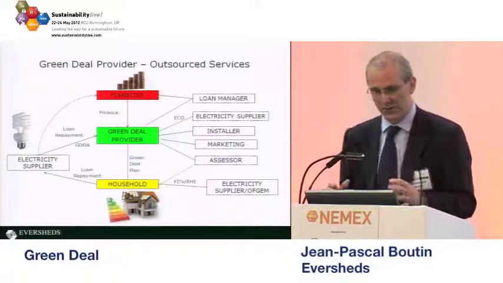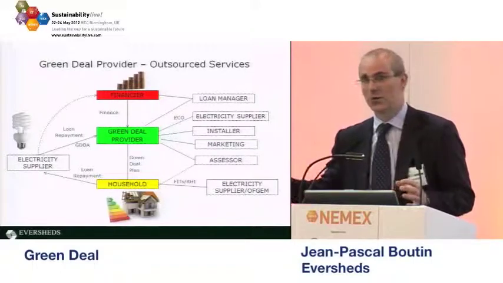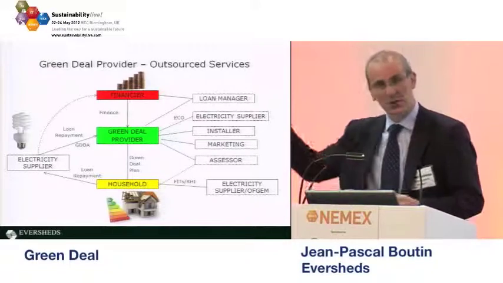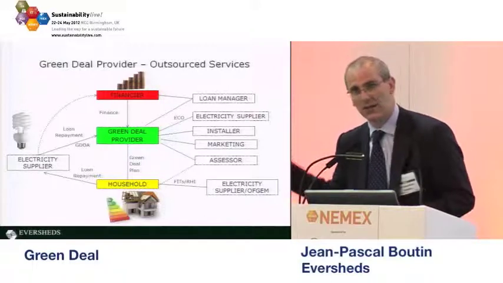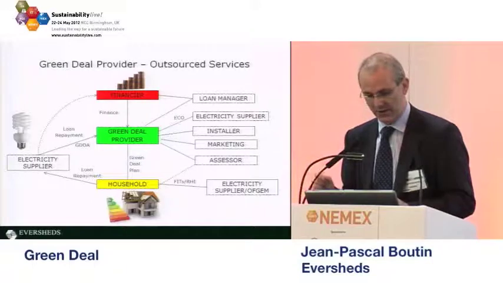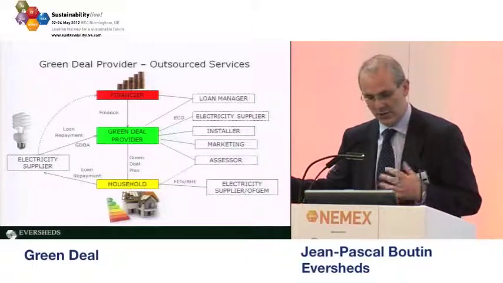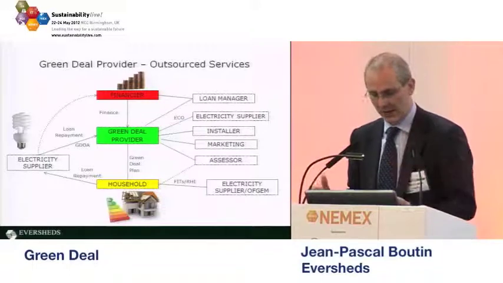So a different model is for the Green Deal provider to essentially outsource a lot of the activities. And here I've got the assessor as a dotted line with the householder because potentially the assessor is completely independent from the Green Deal provider and will have a contract directly with the householder. The alternative is they have a contract with the Green Deal provider. The Green Deal provider outsources the marketing, installation and the loan management.